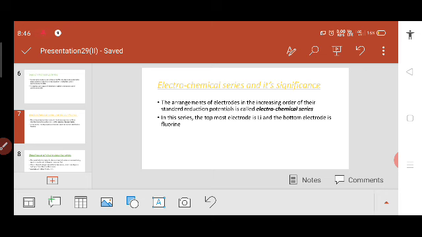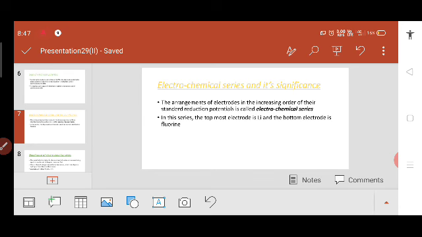Electrochemical series and its significances. The arrangement of electrodes in the increasing order of their standard reduction potentials is called the electrochemical series. In this series, the topmost electrode is lithium and the bottom electrode is fluorine.